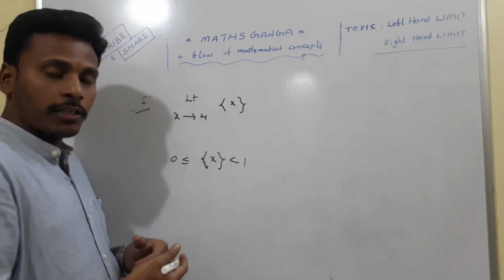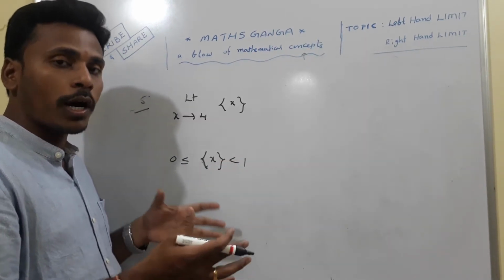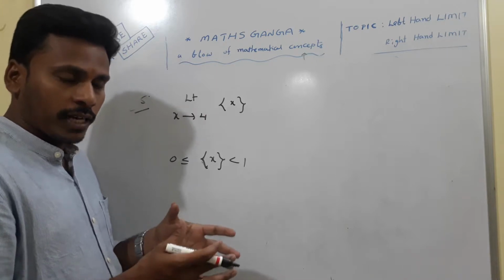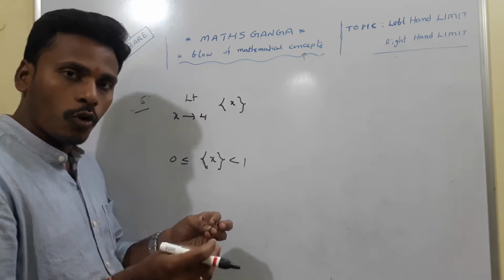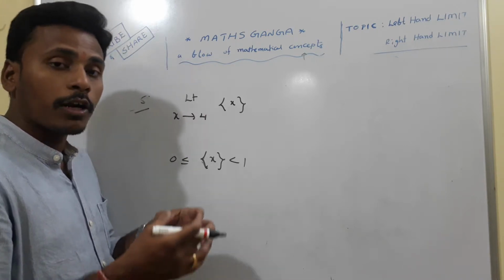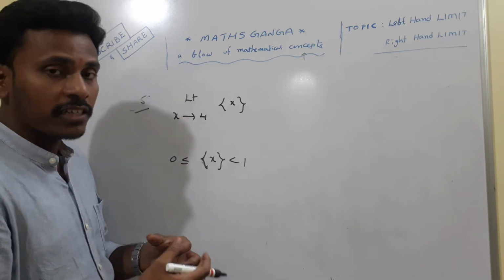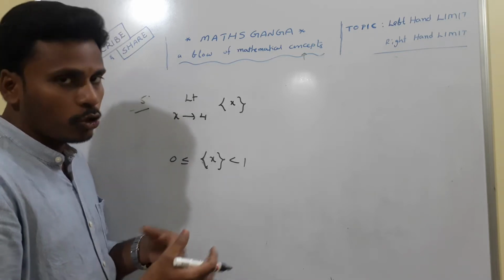The range of the fractional part of x is always between 0 and 1. For an integer, the fractional part of 4 is 0. The fractional part of 5 is 0. The fractional part of 4.2 is 0.2.